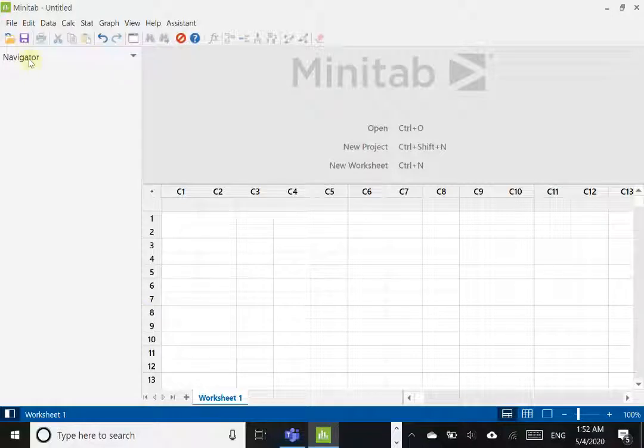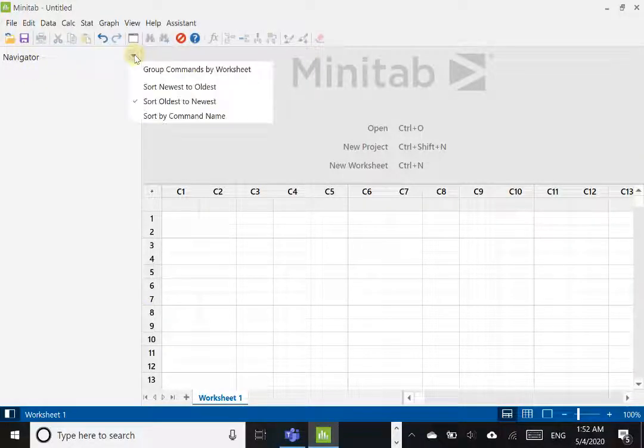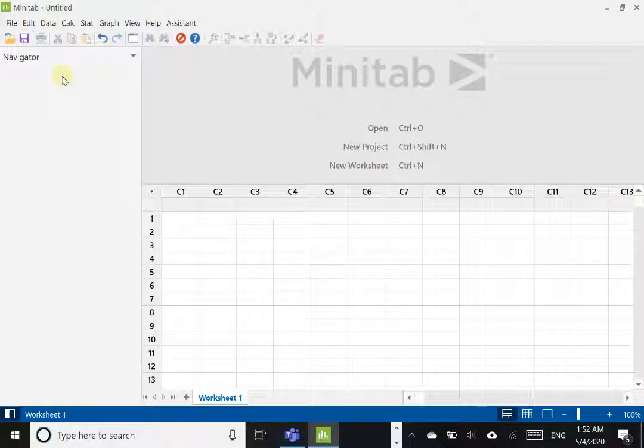Now in here you have this navigator. As we invoke these procedures, as we run things in Minitab, you're going to see this navigator populating itself. Everything that you do is kept track of. Your outputs are kept track of in the navigator, and you can recall and view them. Up here it says Minitab, and it's self-explanatory.